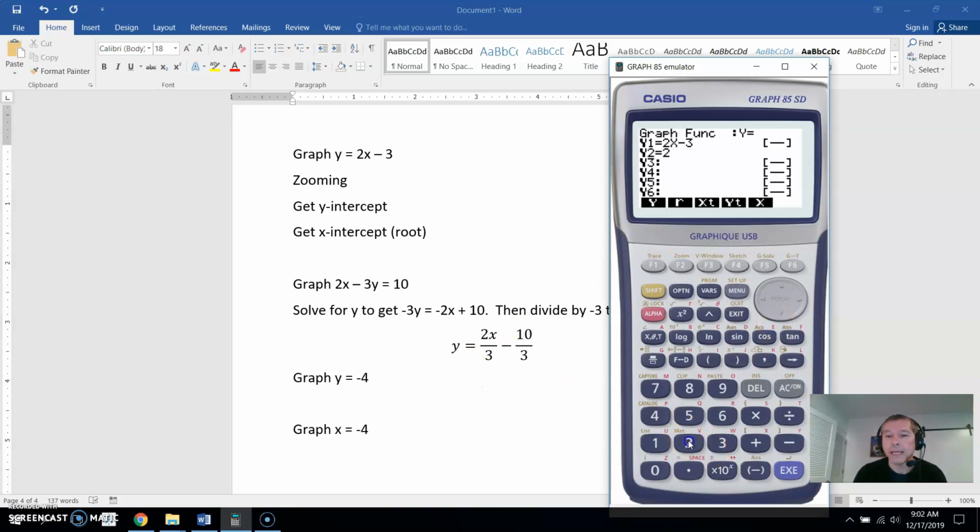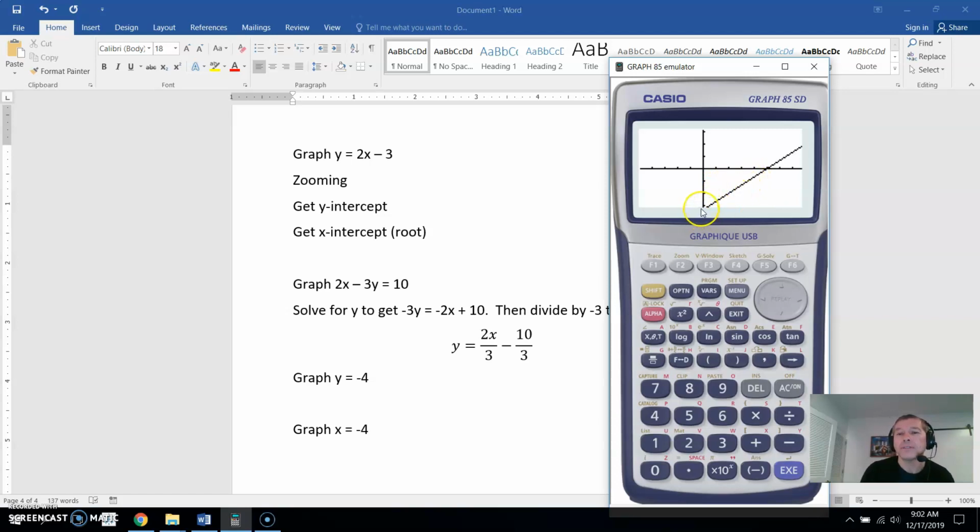So that would be 2x over, now can I use the fraction key? Yes, I can. So 2x, fraction key 3, then minus 10, fraction key, right there it is, 3. Lock it in and draw it. And now I have this one showing up.